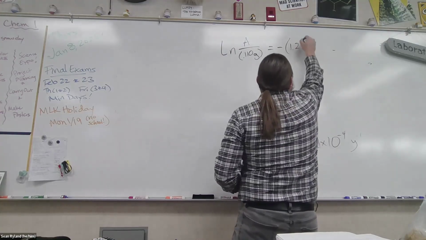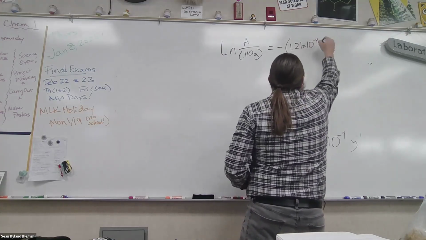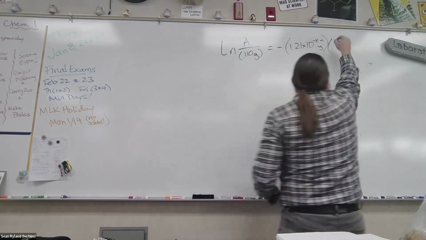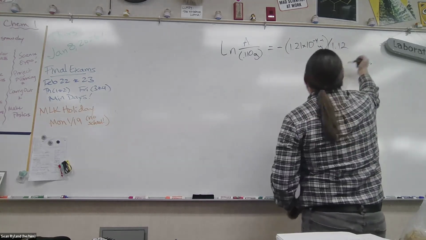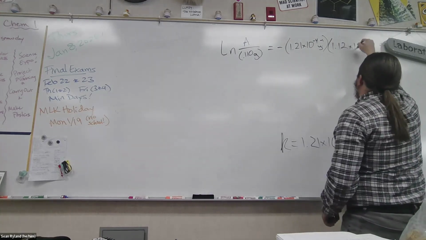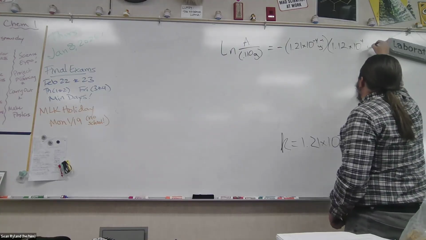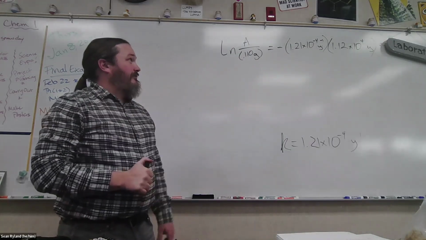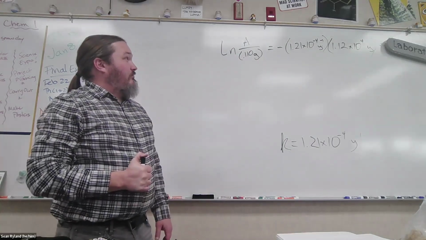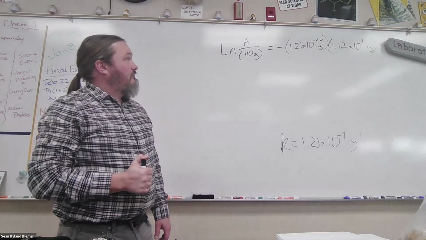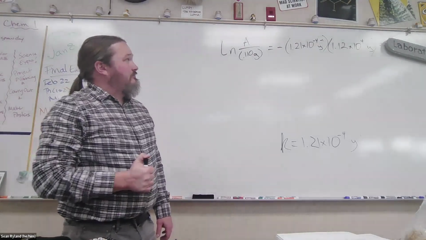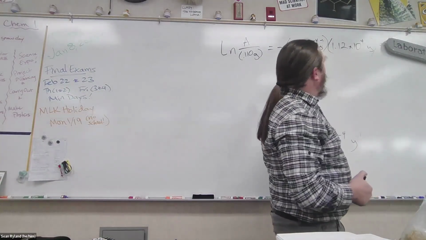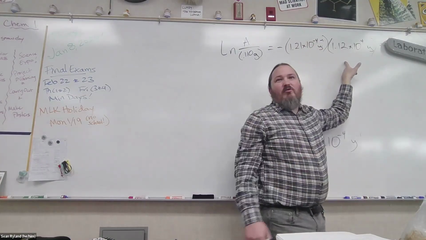K is 1.21 times 10 to the minus 4 years to the minus 1, times time, which is 1.12 times 10 to the positive 4 years. I should have made these numbers a little more different. We're going to get something like 1.3. These are going to cancel out, right? We multiply it, so we're just going to get 1.2 times 1.1, which is going to be something like 1.3.